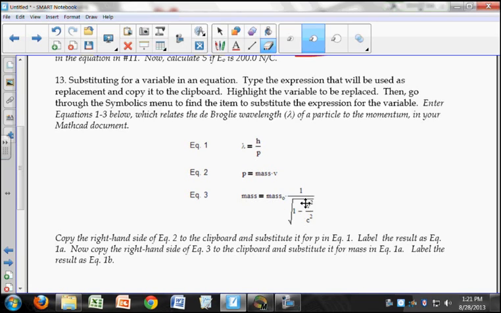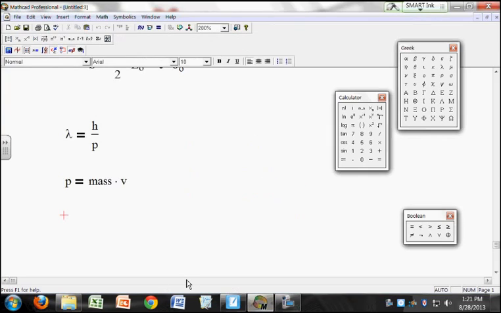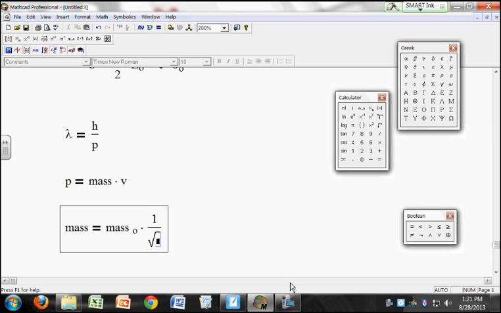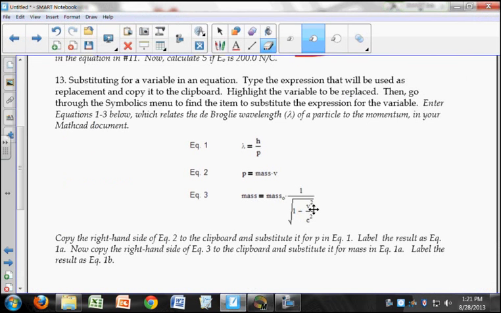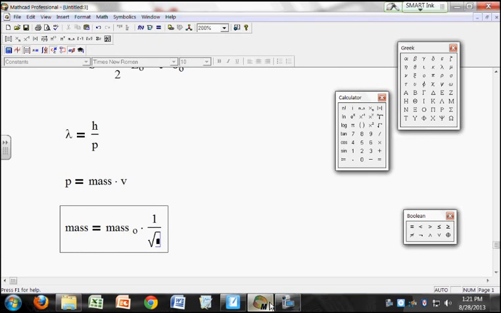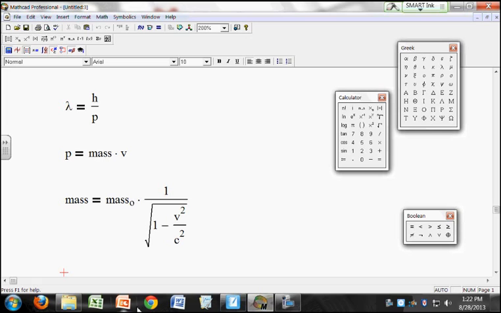Equation 3 is mass equals mass naught times 1 over square root of 1 minus v squared over c squared. So I'm going to say mass, control equal, mass dot O times 1 over, how do you do square root? Backslash, okay, 1 minus v squared, to get out of the exponent, space bar, divided by c squared. So that's equation 1, 2, and 3.